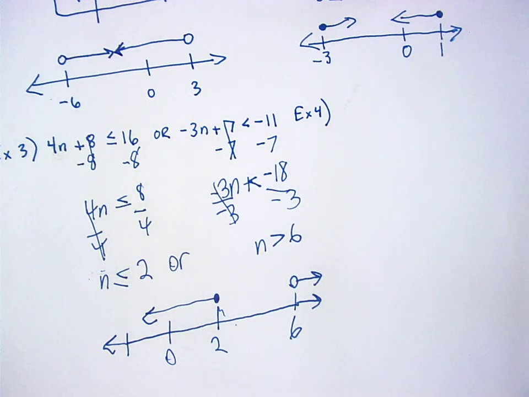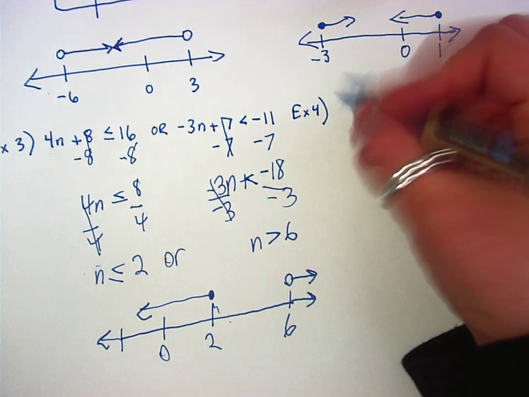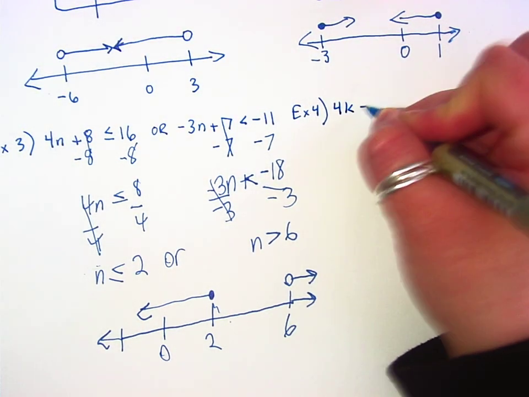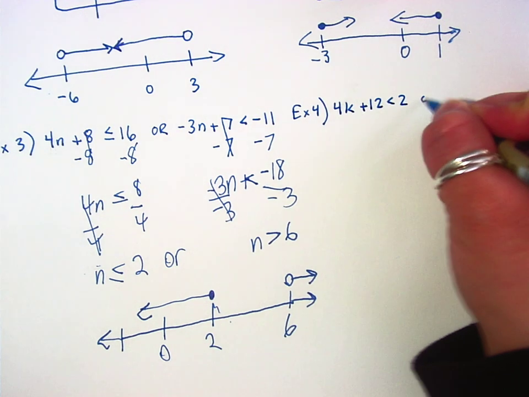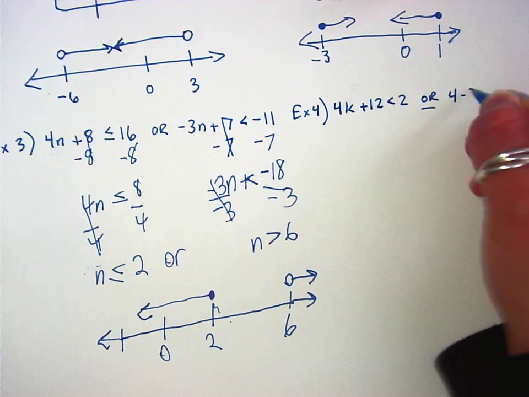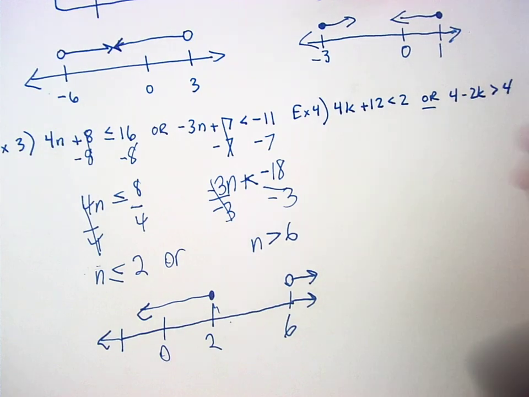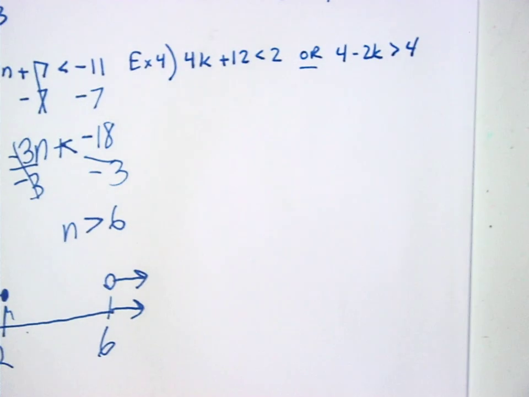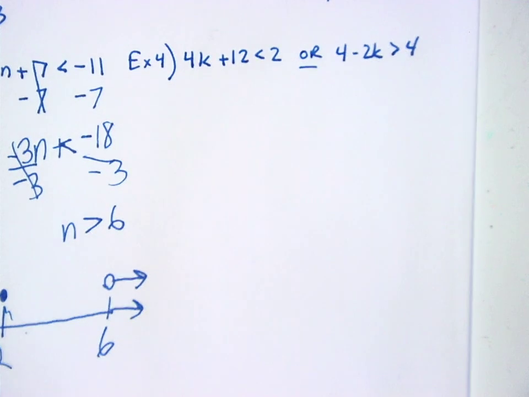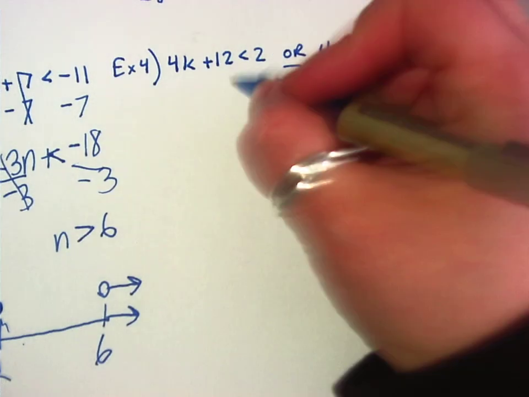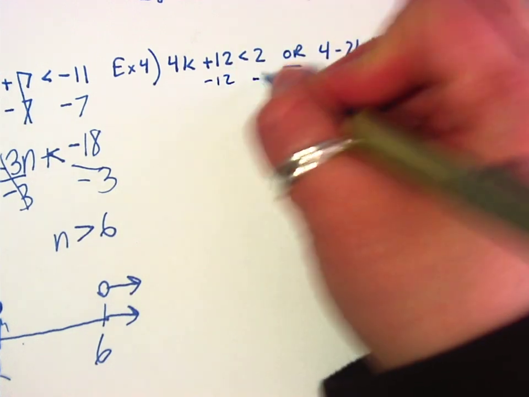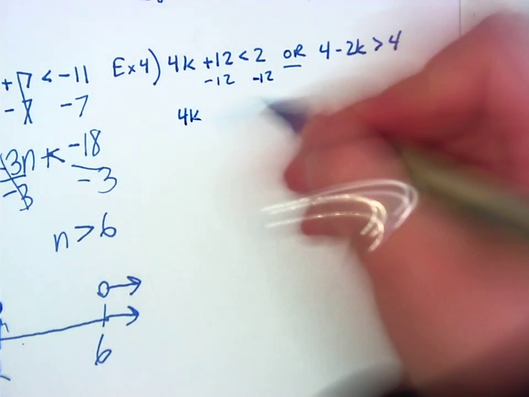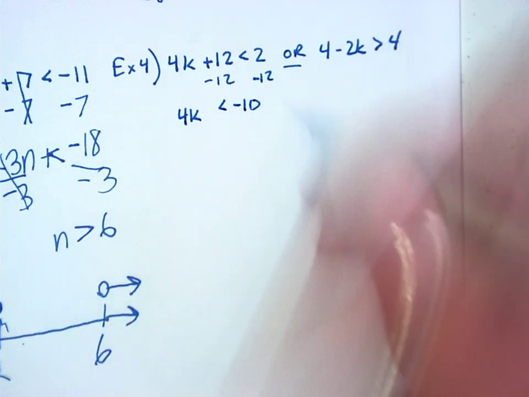All right, example 4, last one. This one is a weird one, so do it with me, please. 4k plus 12 is less than 2, or 4 minus 2k is greater than 4. I'm going to do this one with you because it's weird. We start on the left. What's the first thing I should do? Subtract 12 from both sides. 4k is less than negative 10.